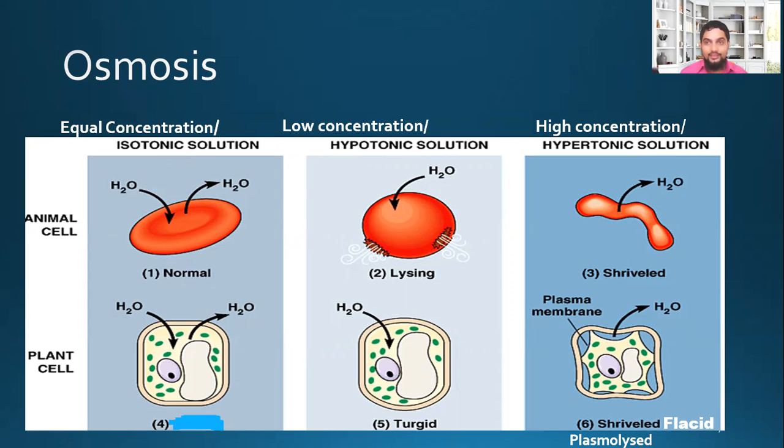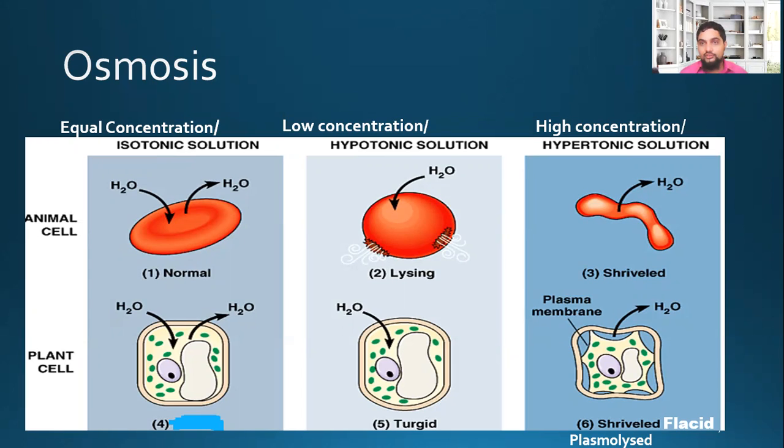So again, if you place a cell in hypotonic solution, then the water will enter into the cell and cause the cell to swell. In animal cell, the cell will start to swell and eventually burst. And we say lysing occurs. In plant cell, what will happen is that the cell becomes turgid. It will not burst. And the reason for this is because the cell contains a cell wall.